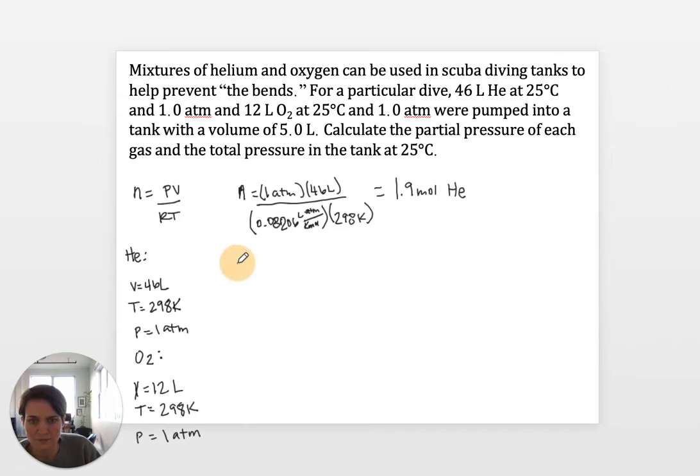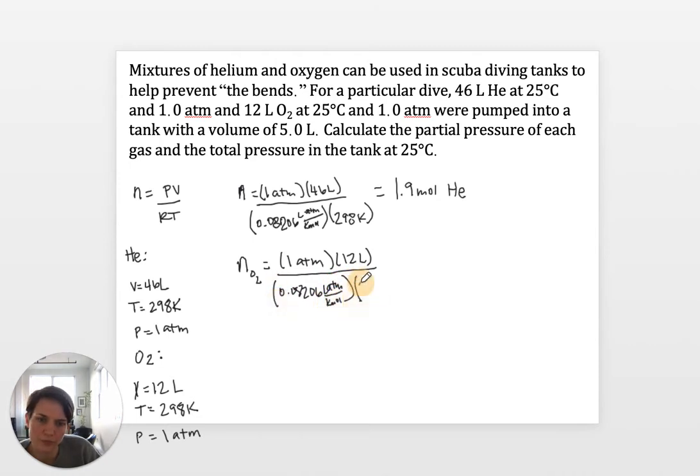Then we have the number of moles of our oxygen, using that subscript of O2 so we can keep our two gases apart. So 1 atm, 12 liters, 0.08206. Plug that in.